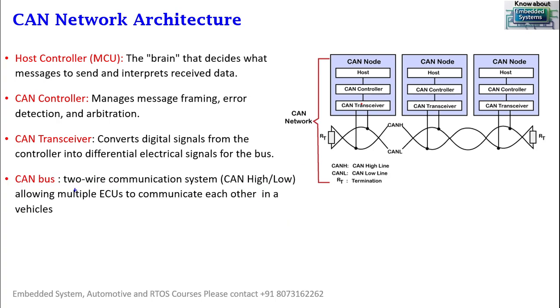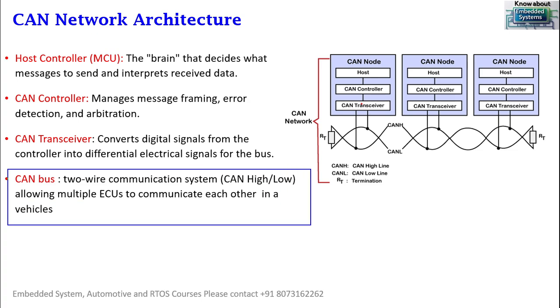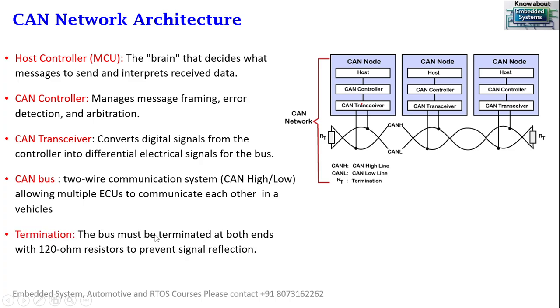The fourth component inside the CAN network architecture is your CAN bus. I have already explained this in the previous slide. What is this CAN bus? It is a pair of twisted wires which carry the information. The CAN bus is divided into two parts, CANH and CANL. These two wires are responsible for broadcasting the data from one ECU to another ECU. CAN bus is made up of CANH and CANL.